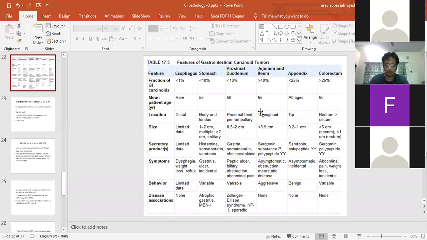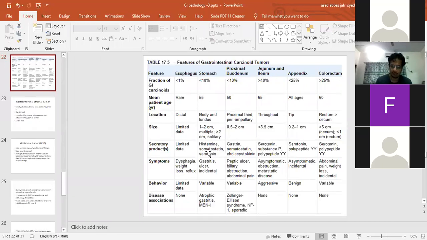Okay, so this is an overview of gastrointestinal carcinoids. I'll only be touching the stomach. Of the total carcinoids, almost 10% involve the stomach. The mean age of presentation is 55 years. The common site is the fundus because that is where the most neuroendocrine cells are present naturally. Size is usually small, 1 to 2 centimeters. Rarely they can be more than 2 centimeters.